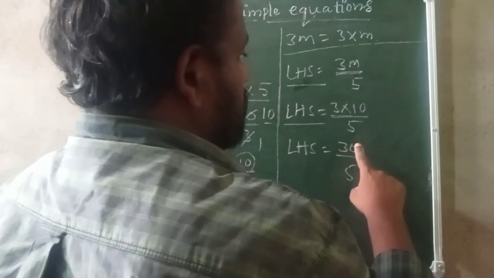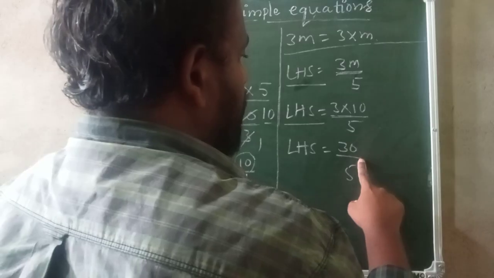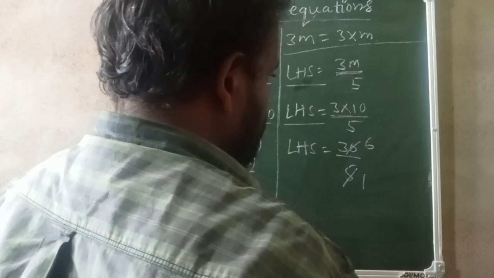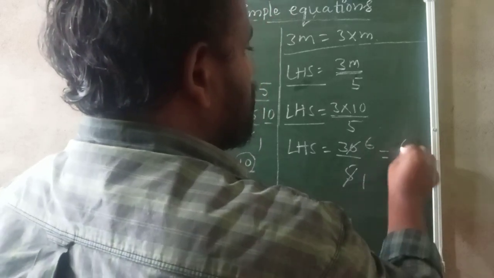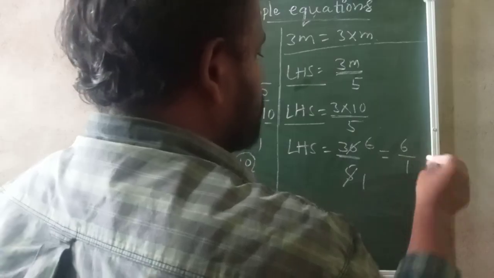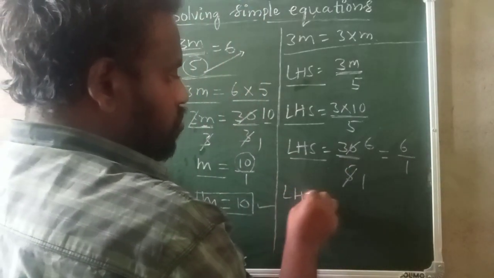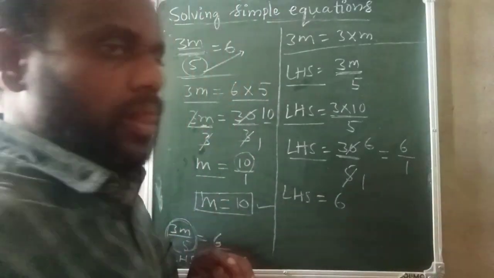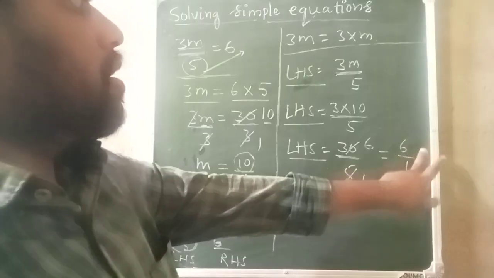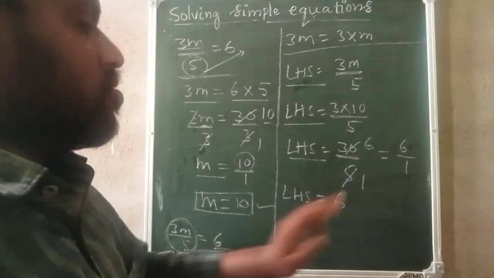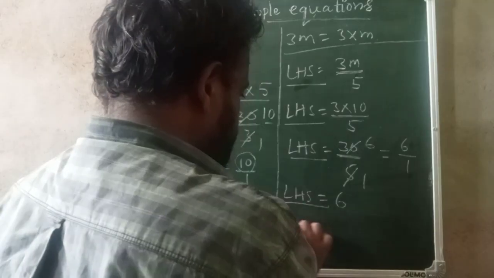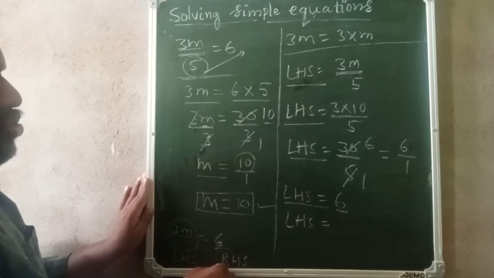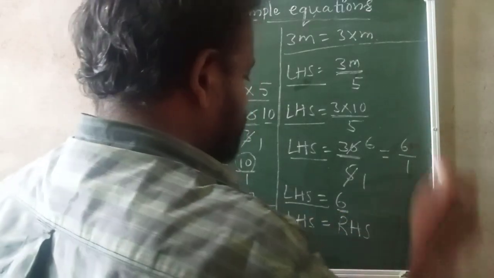So next 30 by 5. 30 divided by 5. So 5 sixes are 30. So that is equal to 6, this bar line and this 1. Next step, write this LHS is equal to 6 divided by 1 is 6 only, because any number divided by 1 we get the same number back, 6. So next step, LHS is equal to 6. I said 6 is RHS, write RHS here.